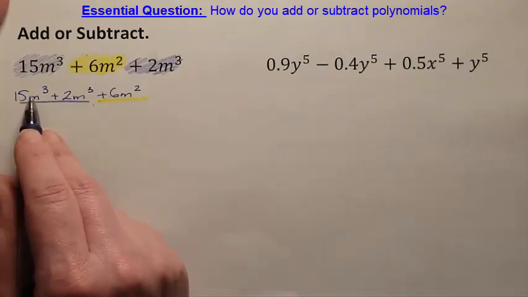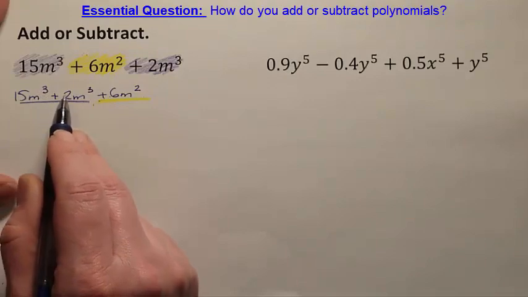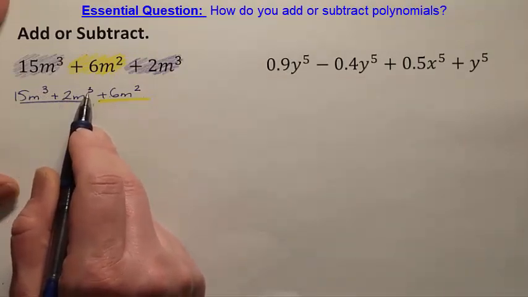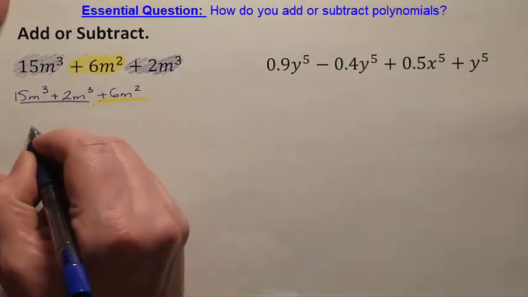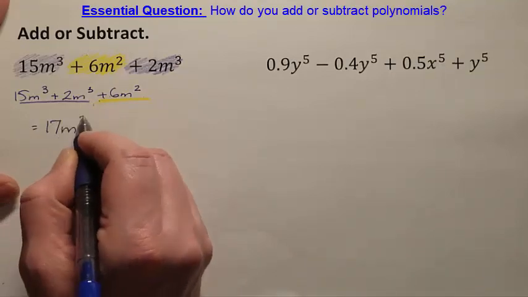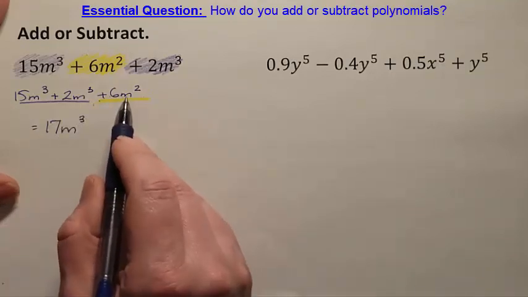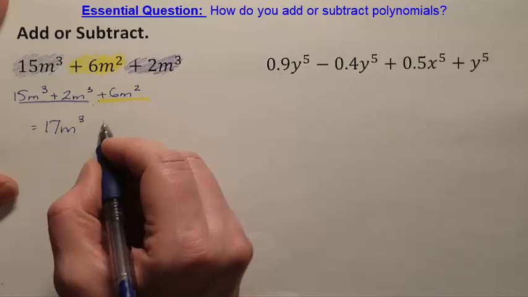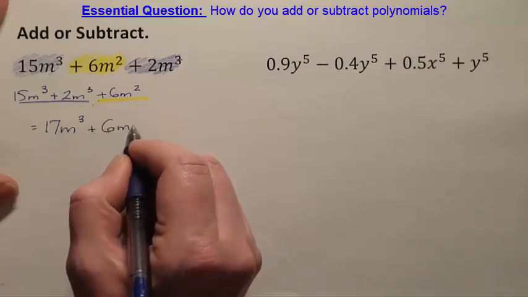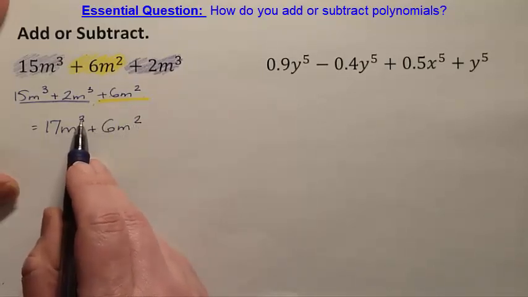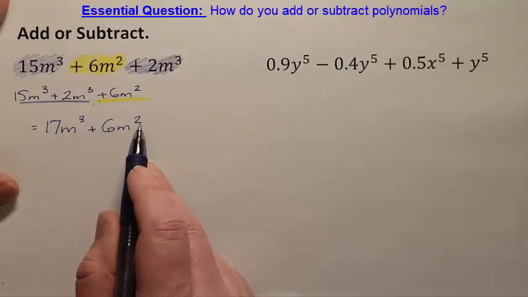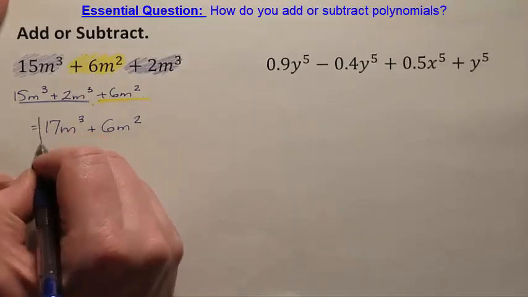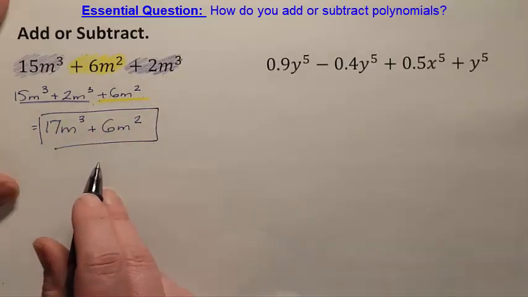So if I had 15m to the thirds, and I was going to add that to 2 of my m to the thirds, how many m to the thirds did I have? I actually ended up having 17m to the thirds, and then my m squareds. There were no other m squareds to combine with, so that was still a positive 6m squared. M to the thirds do not get combined with m to the seconds because they're different units. So this is my final answer, and I'm done.